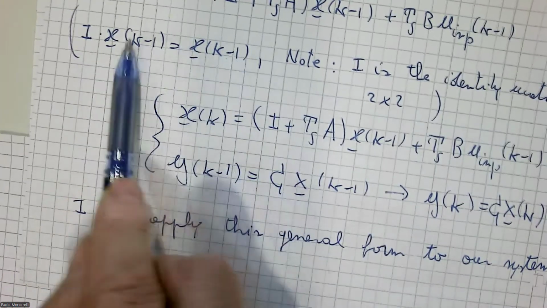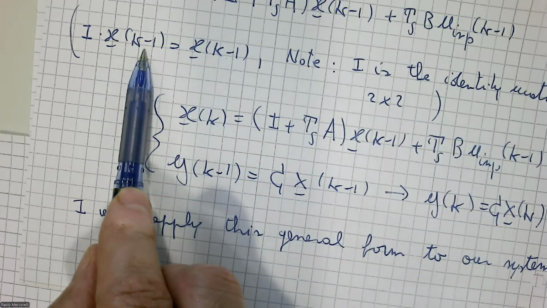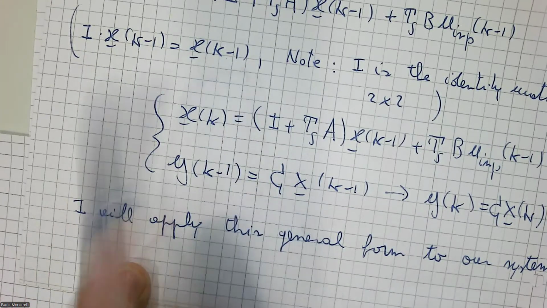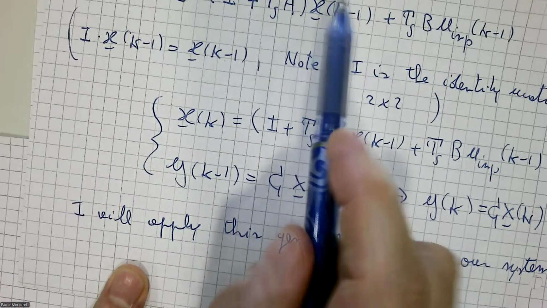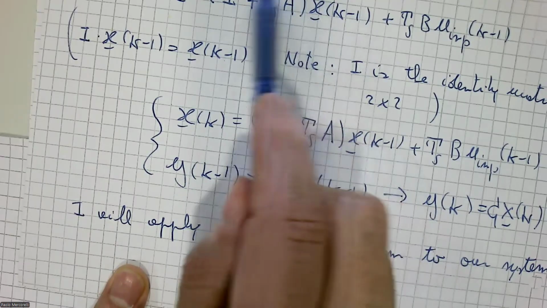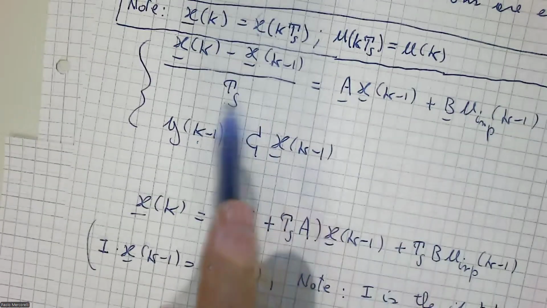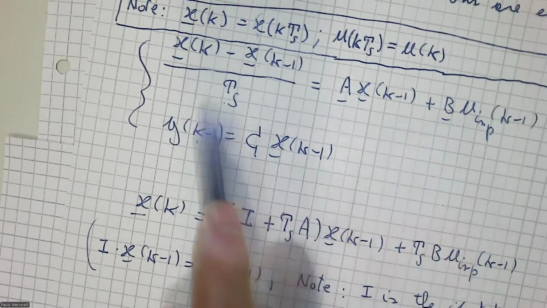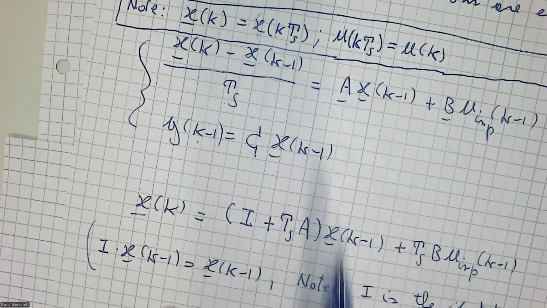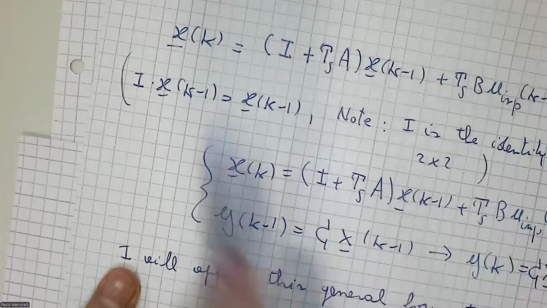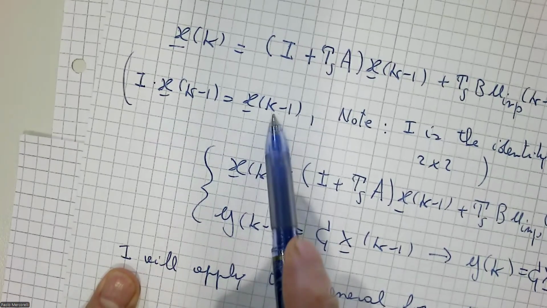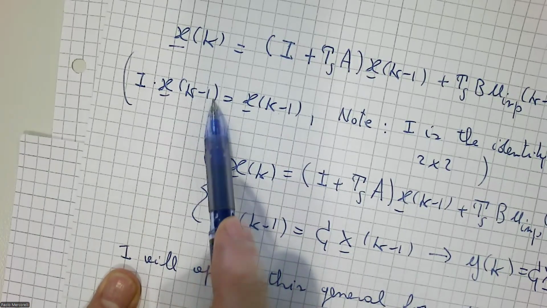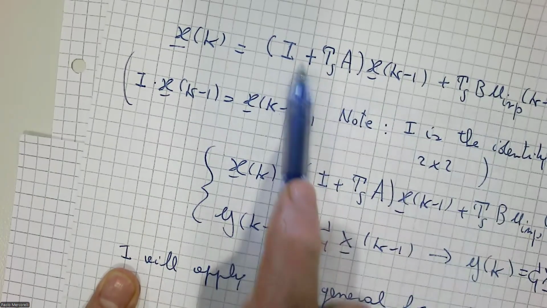I is an identity matrix. I multiply x of k minus 1 is equal to x of k minus 1. If I is an identity matrix, this means I can write in this form, starting from this. I told you last time, here I can multiply everything by Ts. I bring this on the other side, but if I remark that I multiply x of k minus 1 is equal to this one, or vice versa, it's clear this form in particular, starting from this.